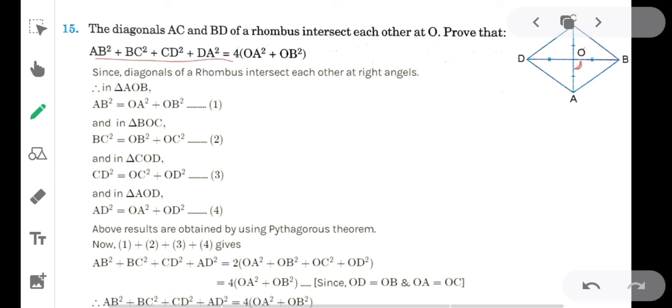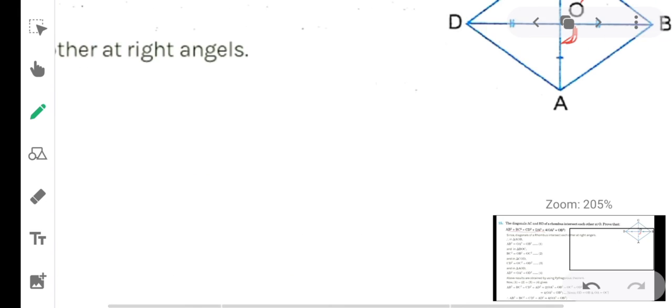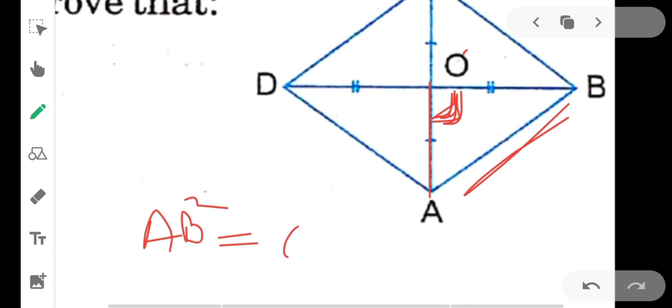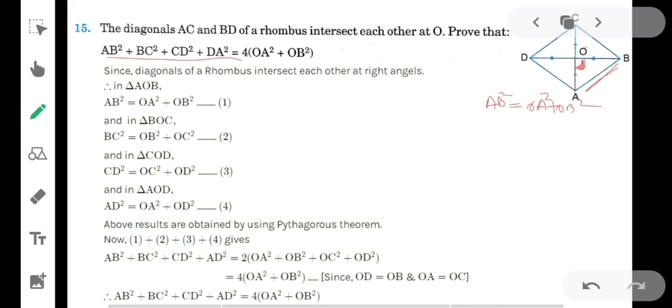As ABCD is a rhombus, the diagonals intersect each other at right angle. So this angle BOA is how much? It is 90 degrees. So triangle AOB is a right angle triangle, right? AB is the hypotenuse. According to the Pythagoras theorem, hypotenuse square equals the sum of the squares of the other two sides. So in triangle AOB, AB square equals OA square plus OB square.